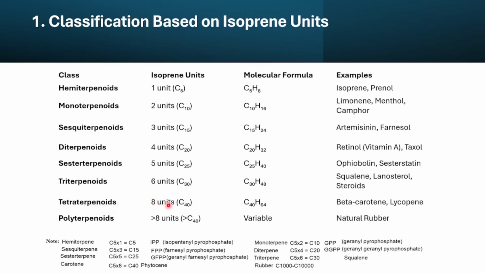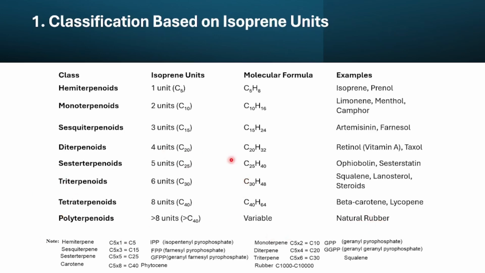Tetraterpenoids, when 8 units of isoprene combine through head-to-tail rule, so the molecular formula is C40H64. The examples of tetraterpenoids are beta-carotene and lycopene. Polyterpenoids, more than 8 units actually combine to form different variable molecular formulas, so ultimately we get natural rubber.